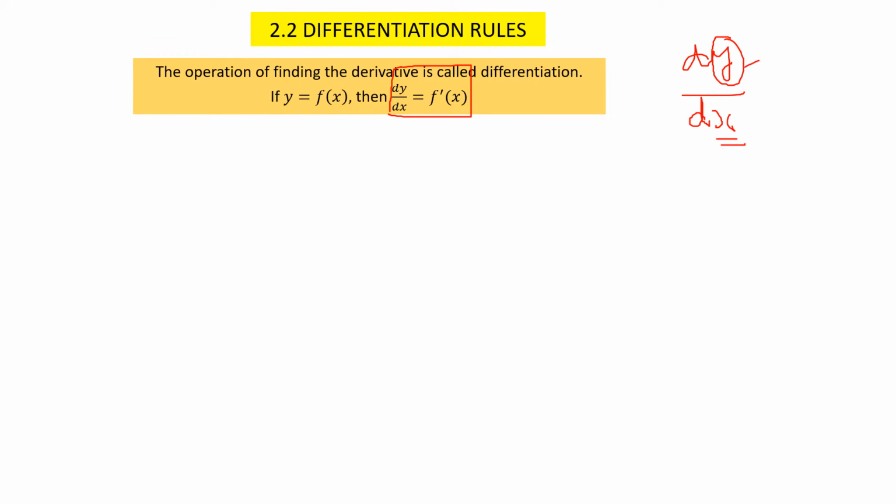Here y is a variable and x is another variable. So there are two variables. We need to differentiate y with respect to x. We can also denote the derivative by writing f prime or f dash of x. If I say f dash of x, the meaning is we need to differentiate the function with respect to the variable x one time.